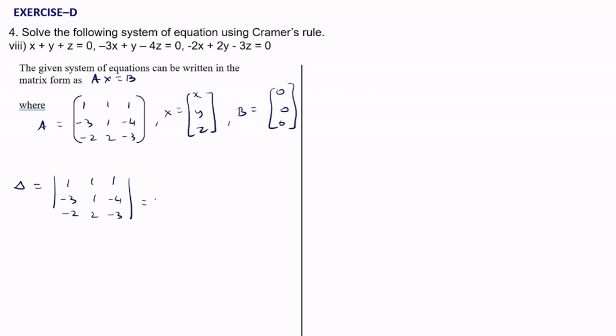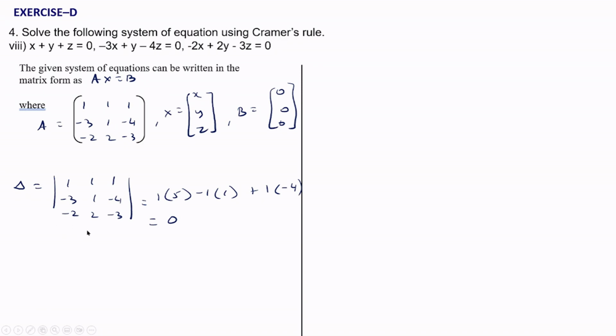Expanding along R1. So this is 1 into (minus 3 plus 8, 5), minus 1 into (9 minus 8, 1), plus 1 into (minus 6 plus 2, minus 4). So it is 5 minus 5, which is 0. So we have delta as 0, and we will have delta x as, this first column will be 0. So delta x will be 0.